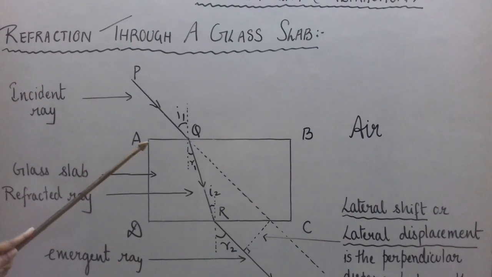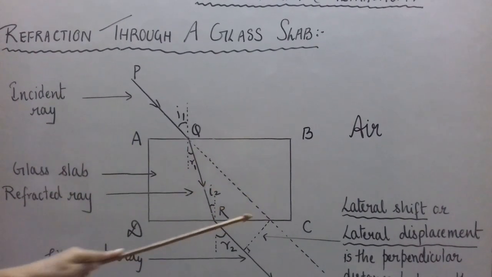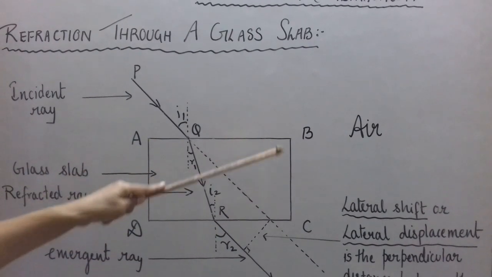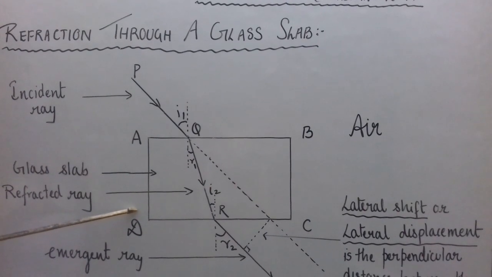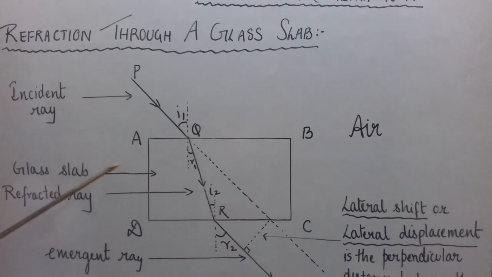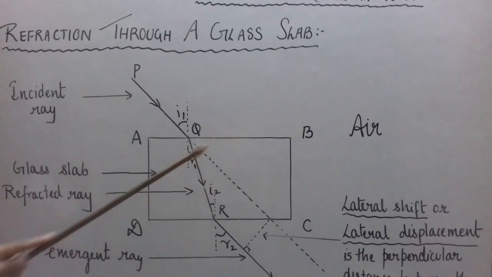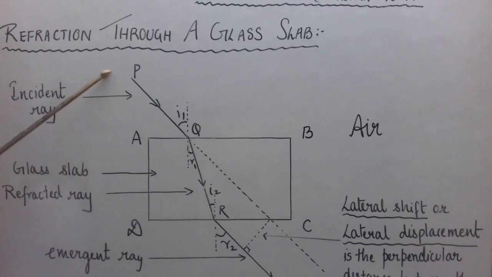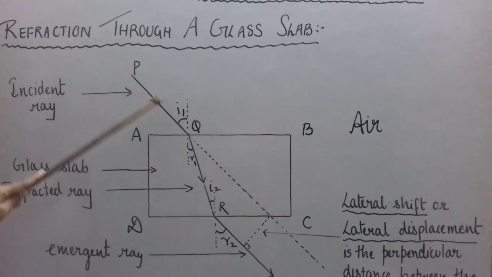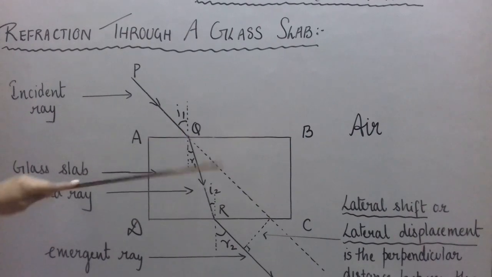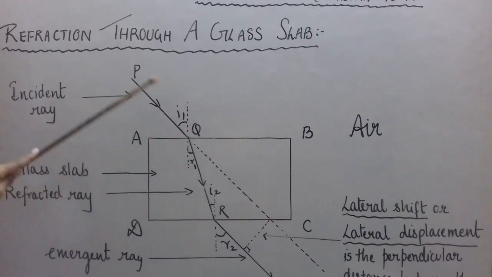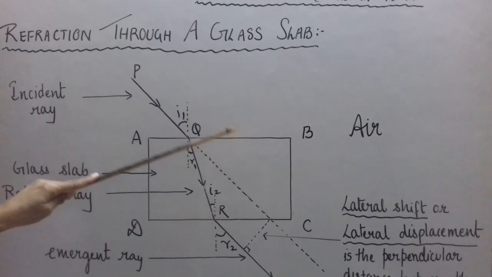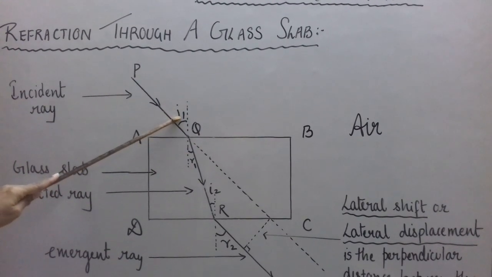Now, if I draw the cross section of the glass slab, I have given the names A, B, C, D to this cross section. So it is a glass slab placed in air. I have considered that a ray of light, the incident ray PQ, is incident here at the surface AB at this point Q. So this is my incident ray, which is in air, and I1 is the angle of incidence.